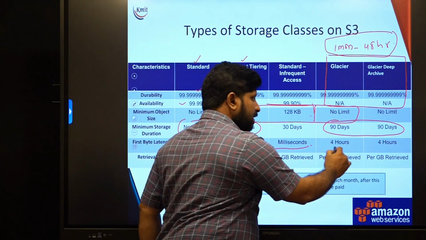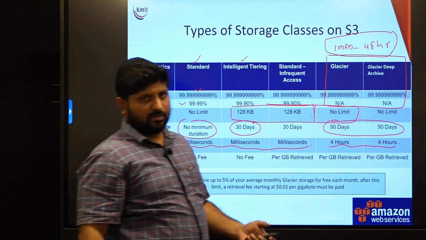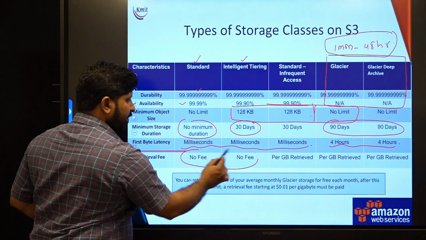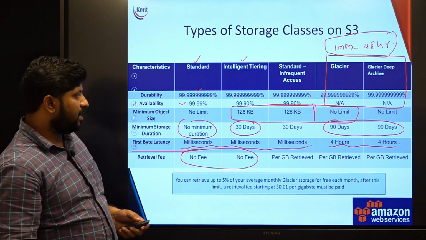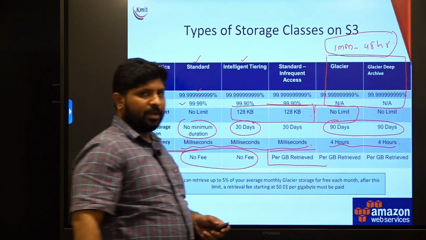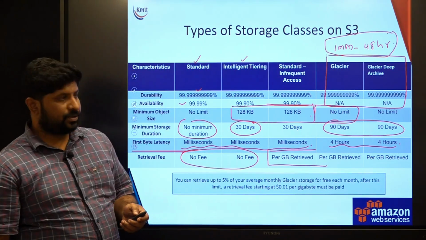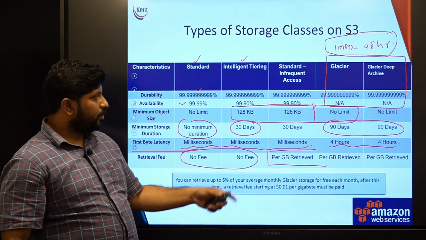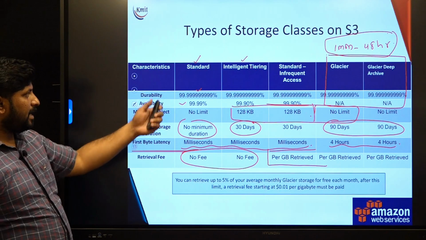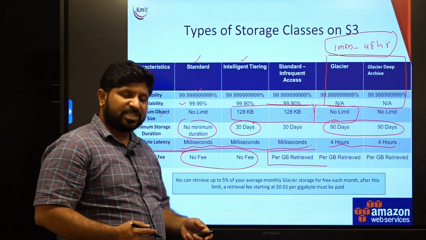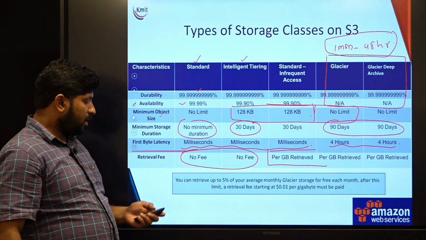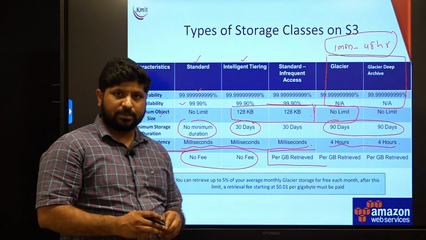Whereas coming to Glacier, it may take 4 hours at minimum. Coming to retrieval, we don't have any fees for intelligent and standard, but for standard infrequent access, per GB retrieval you are going to be charged. For storage you are going to be charged, as well as for retrieval. Whereas coming to standard and intelligent, you are going to be charged for storage itself. They are not going to charge for retrieval. That's it from this session. Thank you.